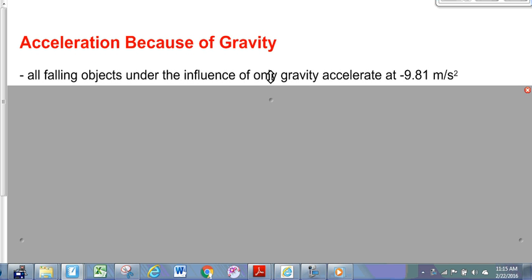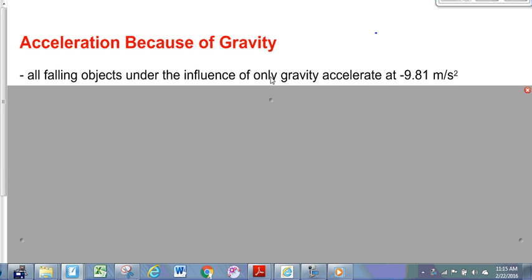Now, on Earth, that acceleration will be negative 9.81 meters per second squared. On the moon, it would be about negative 1.6 meters per second squared. Regardless of where you are, though, if you compare two objects, they'll both fall at the same rate regardless of their mass, whether it's 9.81 or 1.6 on the Earth or the moon. Now, anybody want to suggest to me why we say that acceleration of 9.81 is a negative value?